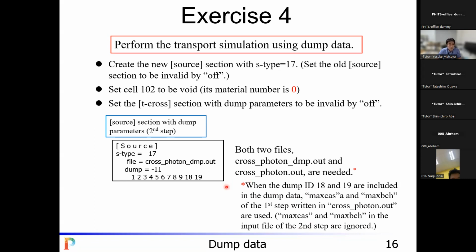Okay, from now I make some time, so please try this exercise in the same manner as the previous exercise. When you finish this exercise, please let me know using the reaction button yes.